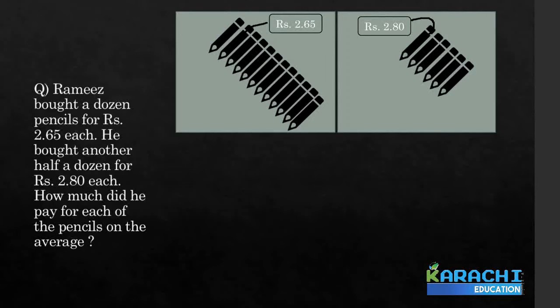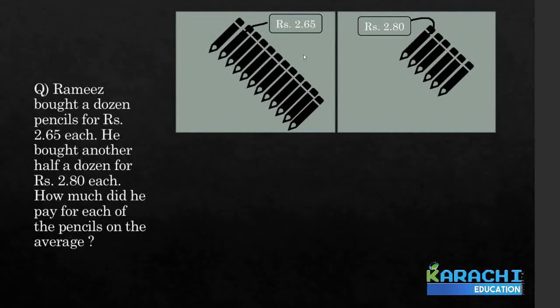Ramiz bought a dozen pencils for rupees 2.65 each. एक पेंसिल की जो कॉस्ट है वो है रुपीज़ 2.65. Okay, and he bought another half a dozen for rupees 2.8 each. और जो another half a dozen that he bought, उसमें एक पेंसिल की कीमत है 2.8. So how much did he pay for each of the pencils on an average?